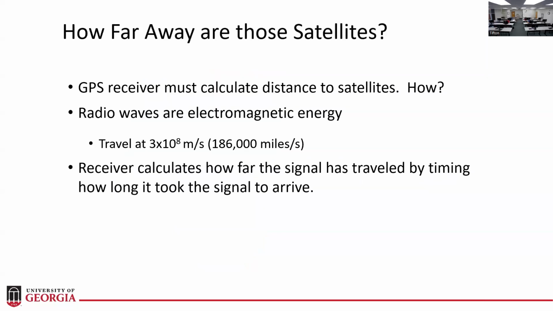So we've talked already about how the GPS receiver calculates the distance from the satellites. We also know that the radio signals travel at the speed of light, which is 300 million meters per second or 186,000 miles per second. So the receiver is going to calculate how far the signal has traveled, from the time it was broadcast to the time you received that signal, by timing this difference.